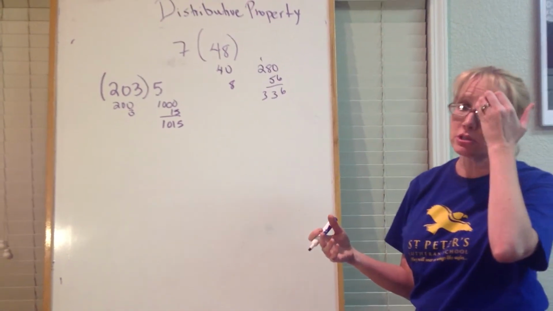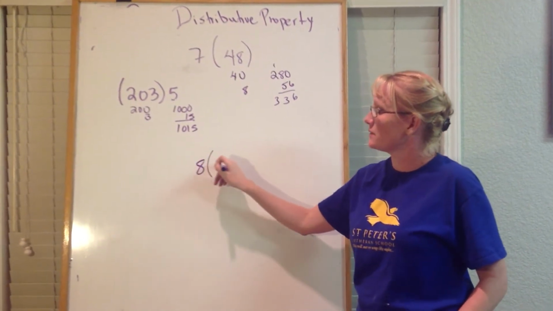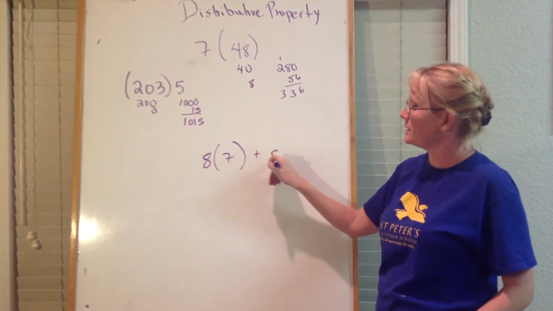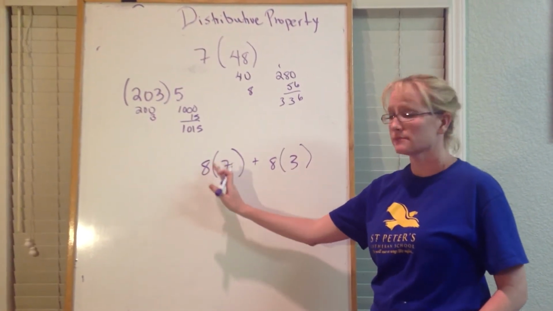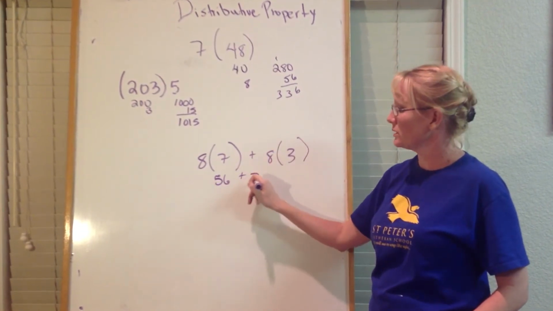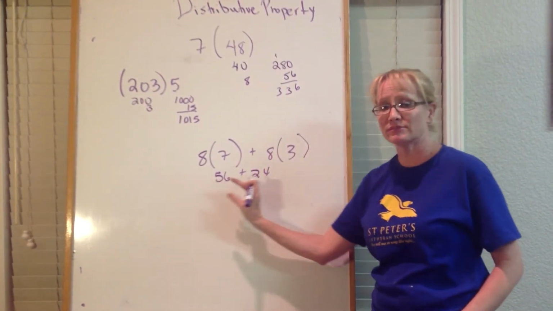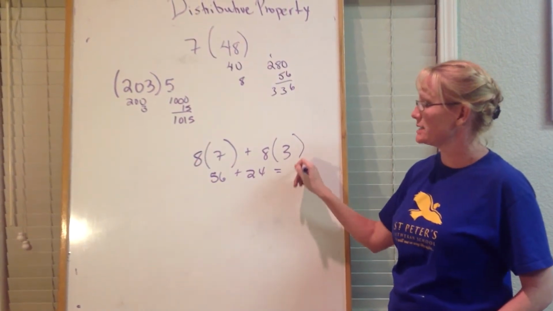Then your more traditional distributive property, which you'll be seeing, is more like this. 8 times 7 plus 8 times 3. So remember, you're going to multiply first. 8 times 7 is 56, plus 8 times 3 is 24. And then we're going to simplify even more by adding them together, and we're going to get 80.